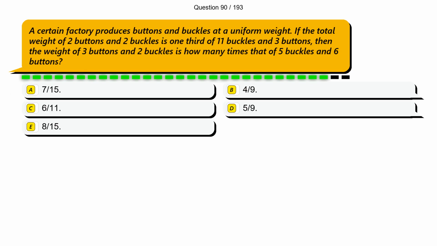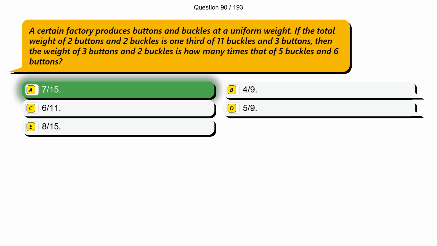Question 90. A certain factory produces buttons and buckles at a uniform weight. If the total weight of 2 buttons and 2 buckles is 1/3 of 11 buckles and 3 buttons, then the weight of 3 buttons and 2 buckles is how many times that of 5 buckles and 6 buttons? Option A, 7/15. Option B, 4/9. Option C, 6/11. Option D, 5/9. Option E, 8/15.